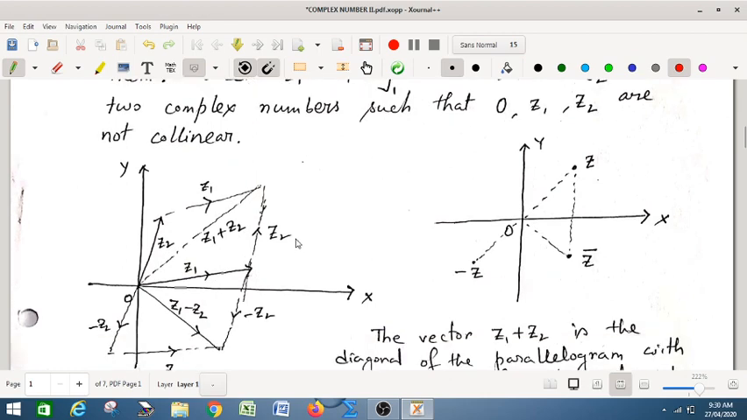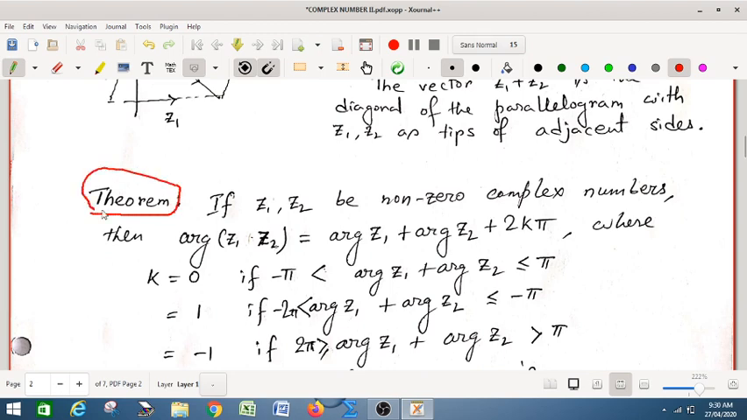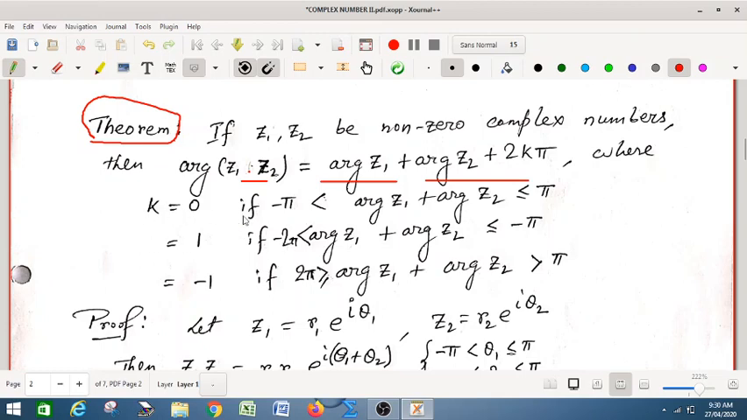So let us now see the actual diagram. This is the diagram, and also the representation of z bar, modulus, conjugate, and the negative of the complex number. So next we will state a very important theorem. If z1, z2 are non-zero complex numbers, the argument of z1 into z2, that is their product, is given by argument of z1 plus argument of z2 plus 2k pi, where k is an integer such that k is 0 if the argument of z1 plus z2 lies between minus pi and pi, 1 if it lies between minus 2 pi and minus pi, and minus 1 if it is between pi and 2 pi. So this is the range.